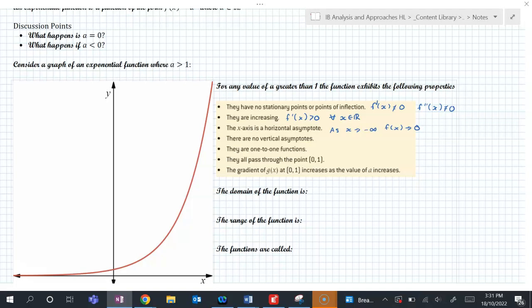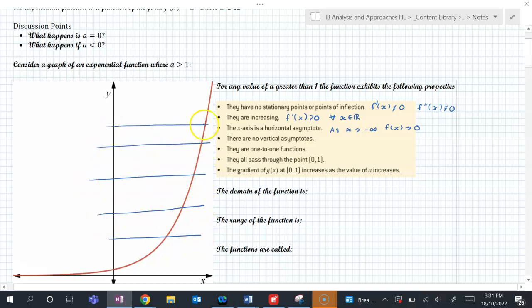Now they're also one-to-one functions, which means that if I draw a horizontal line, it only intersects the graph once, so it will never come back down. And we can see that that's happening here, that wherever I draw a horizontal line, there's only one intercept with the function. They pass through the point 0, 1, so this y-intercept here is always going to be 0, 1, regardless of the value of a.